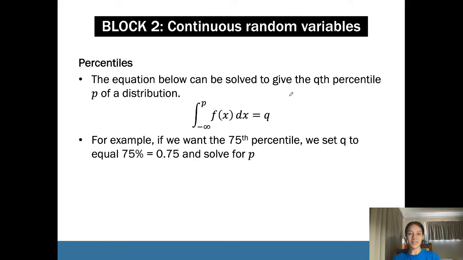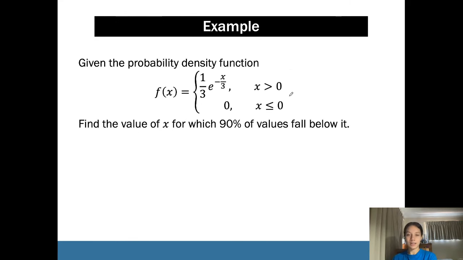Then we have the idea of percentiles. The equation below can be solved to give the qth percentile of a distribution, where q is the letter Q. If we want the 75th percentile, we will set Q to equal 0.75 and then solve for p. So going from the lower bound, we solve for what upper bound will give you the first 75%. So that's an example there.